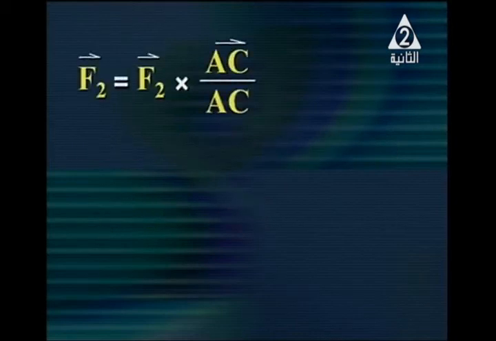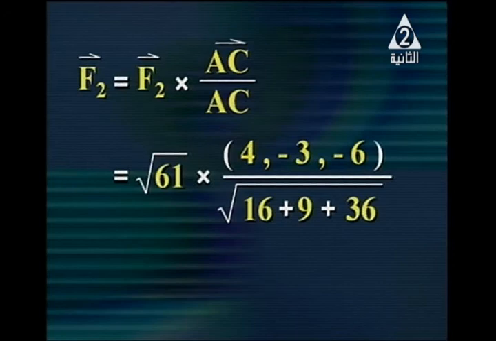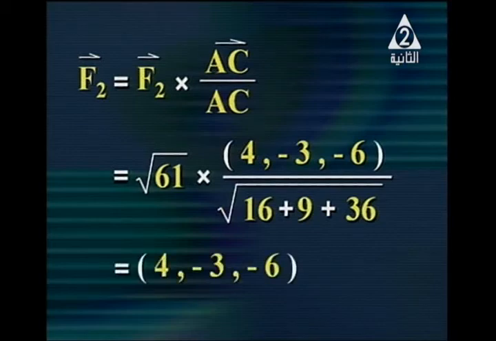F2 equals, by the same method, F2 times the AC vector over the norm of AC. F2 equals what? Square root 61. The AC vector 4, negative 3, negative 6 over the norm of AC, using the square root of 4 squared plus negative 3 squared plus negative 6 squared, equals the square root of 16 plus 9 plus 36. Therefore, the answer is 4, negative 3, negative 6.